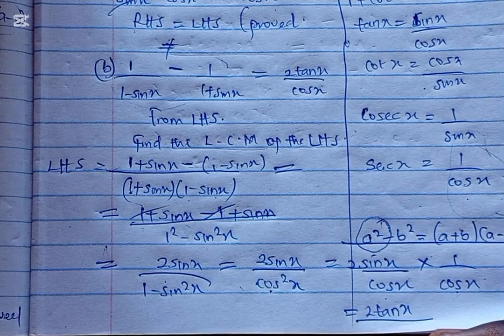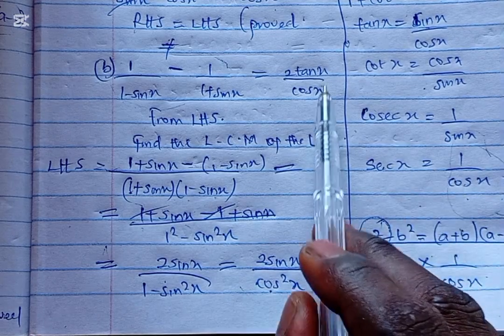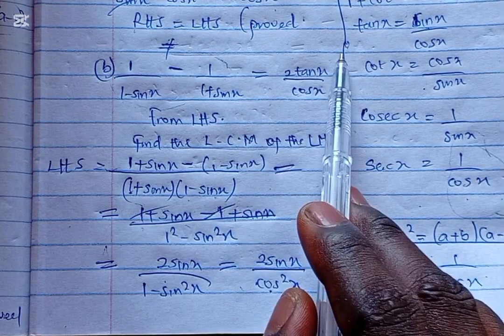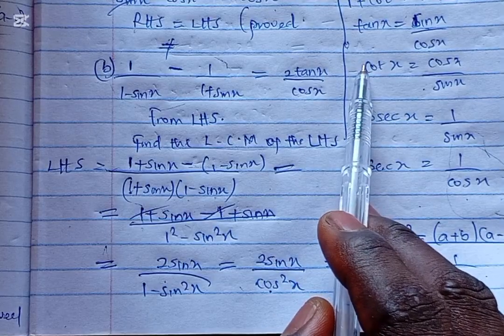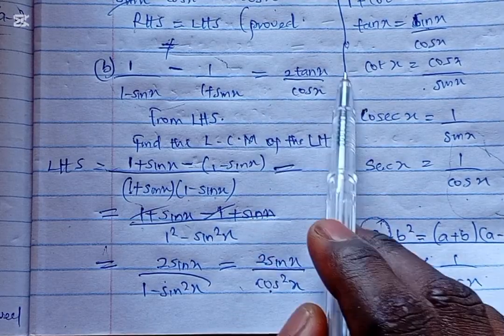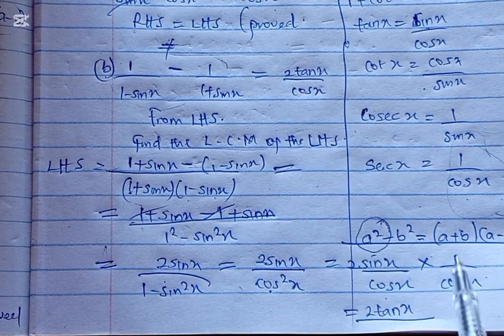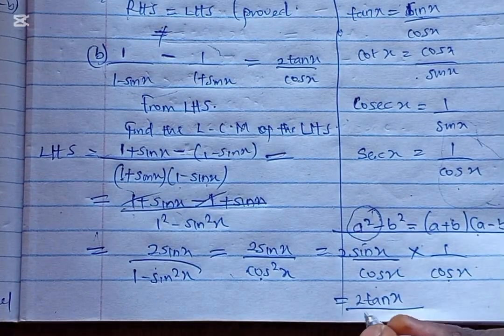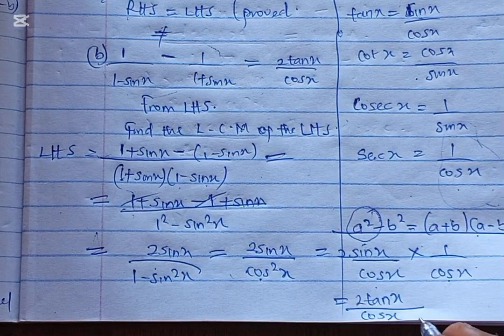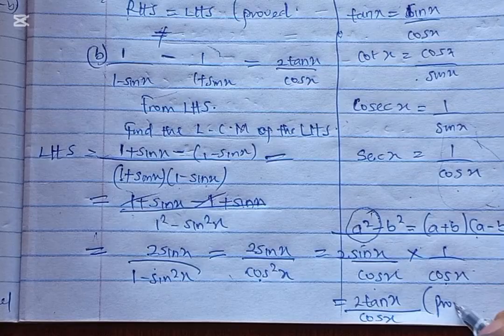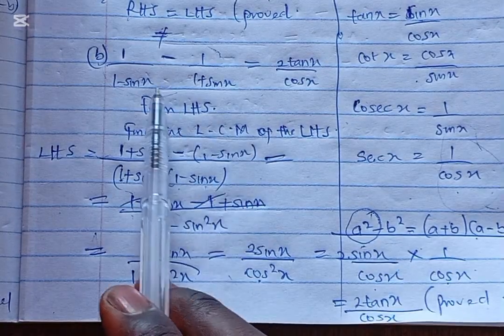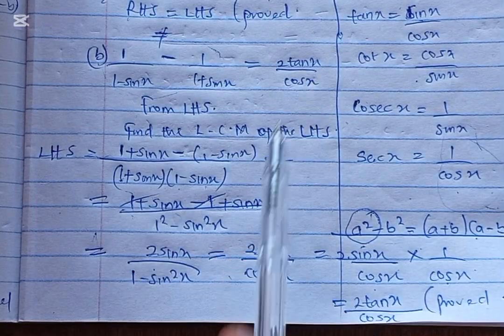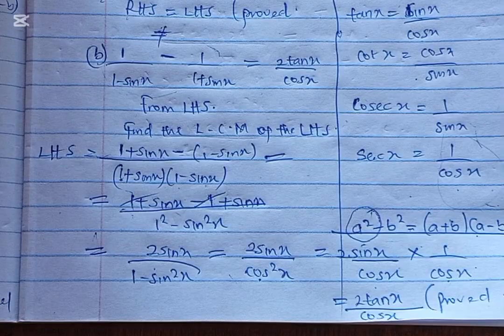sec x, but you won't put sec because what you are going to get will be 2 tan x sec x, and it can still be further simplified into this one. So you can just put this cos x at the denominator like this. So it is proved, because you can see the left hand side is equal to the right hand side. So that's the answer for the second question.